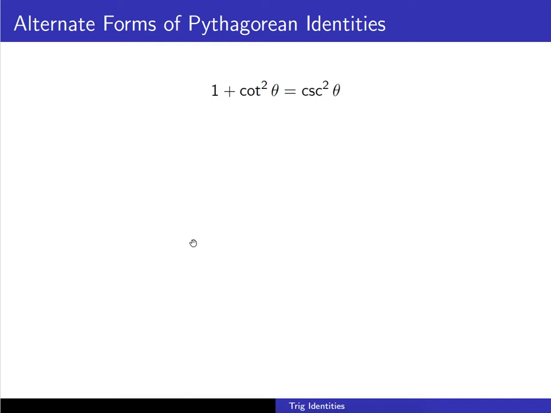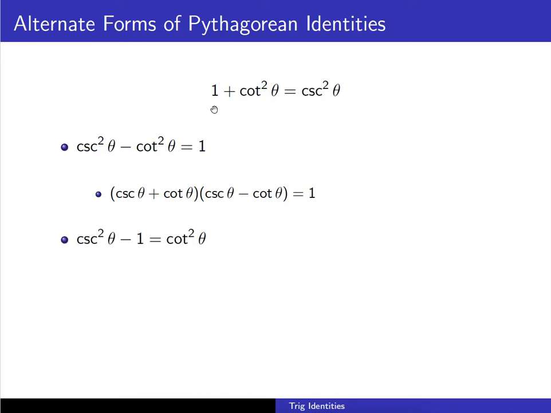Finally, our third Pythagorean identity, 1 plus cotangent squared equals cosecant squared. If we subtract cotangent squared from both sides, we get cosecant squared minus cotangent squared equals 1. The left side factors as a difference of squares. And if we subtract 1 from both sides in our original identity, we get cotangent squared is cosecant squared minus 1, which the left-hand side, again, factors as a difference of squares.